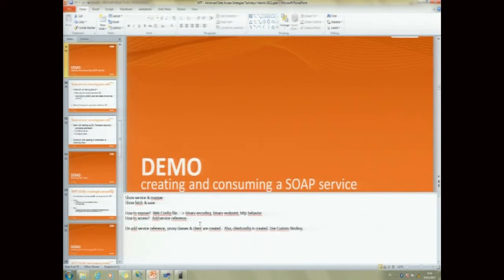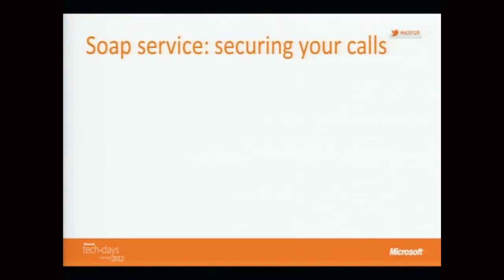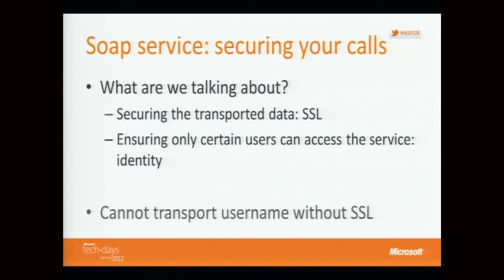Now, one step beyond. That's simple access of your data. How can you go about securing this? We're talking about two things when we're talking about securing our calls. We're talking about securing the transport data, the transport. So that's what you will typically use SSL for, HTTPS. And the second part we're talking about is ensuring only a certain user can access the service. So that's identity we're talking about. If we really want to secure our calls, we'll need both. That's the logical next thing.